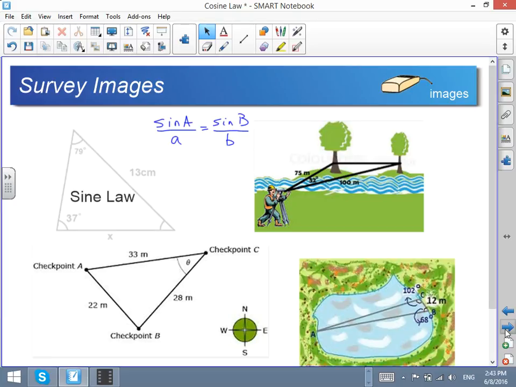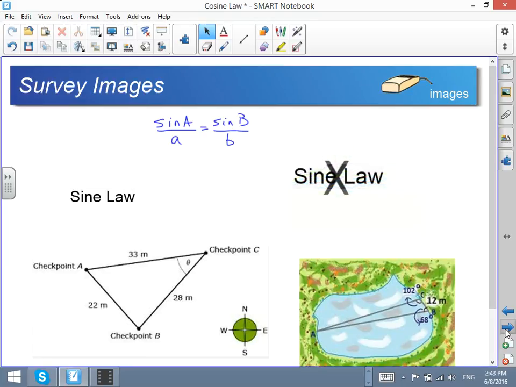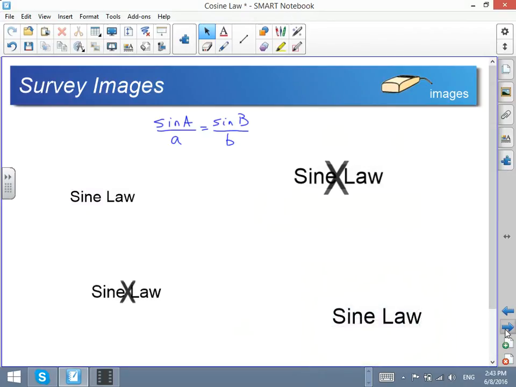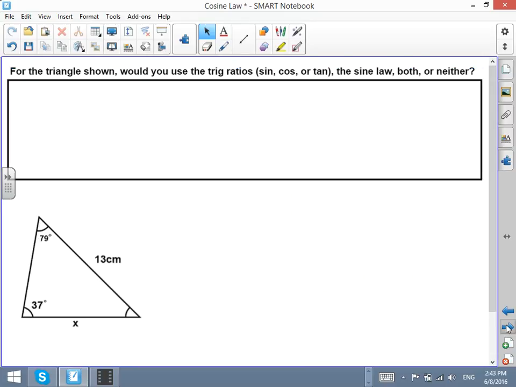So the first one, sine law. Second one, sine law does not apply. Third scenario, does not apply. And lastly, it does. So let's look at one that does and one that does not and try to figure out why it shouldn't.